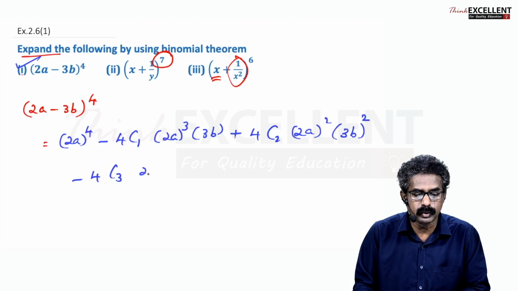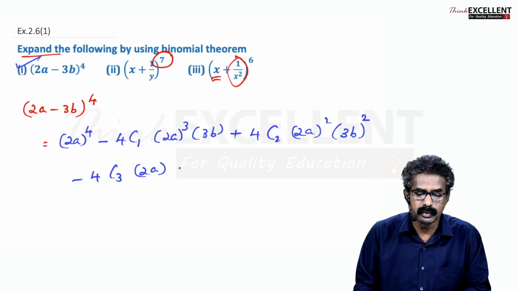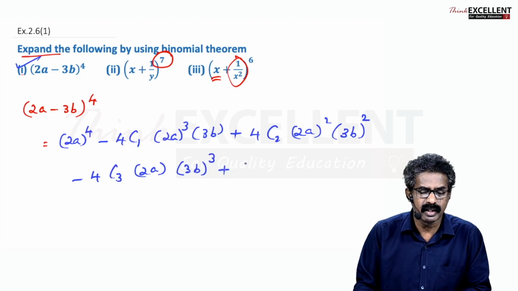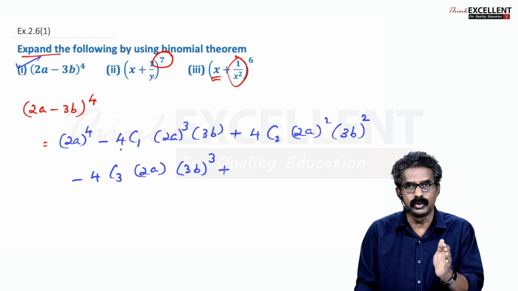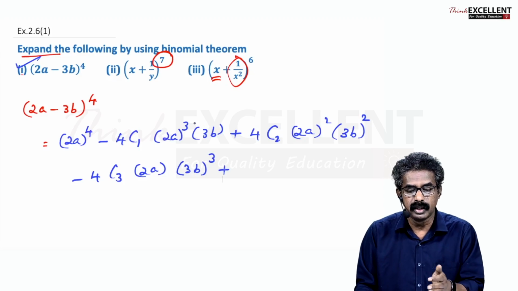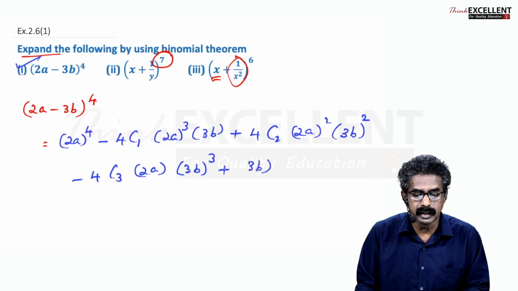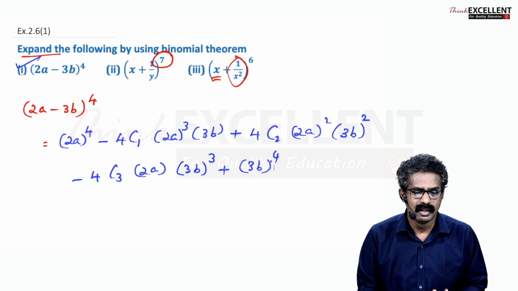Reduce one more power, 2a raised to 1. Next one, increase one more power, 3b raised to 3. Next is plus 4c4, it is 1. 2a, don't write, because gradually decreasing. 2a raised to 4, 3, 2, 1, nothing, don't write. But 3b, second term, increase one more power, 3b raised to 4. This step you have to write, that's all.